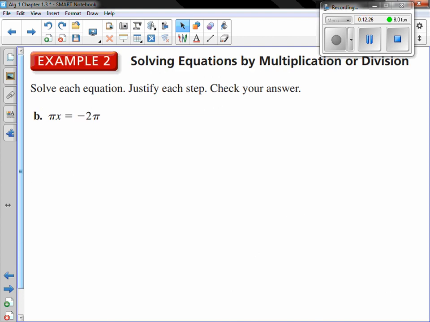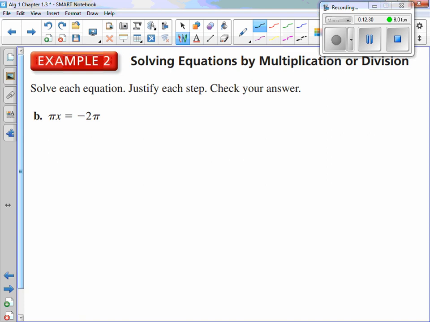So let's look at the next one. Solve each equation, justify each step, check your answer. So pi times x is equal to negative 2 pi. Well, pi is an actual number. It's 3.1415926 and keeps going on. Pi is an actual number.